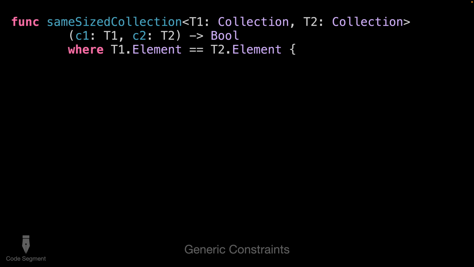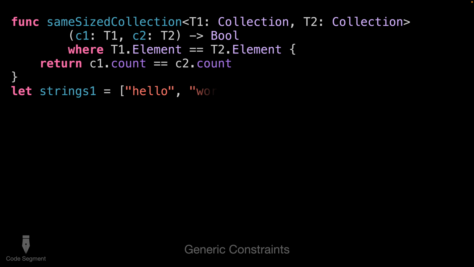So what that means is that this function will only be callable if the two collections that you pass in both have the same type for the items within those collections. Then you can just do something cute like this, where you say c1.count == c2.count, because count is something provided by Collection. This is kind of a useless function, but it's fun. So, all right.